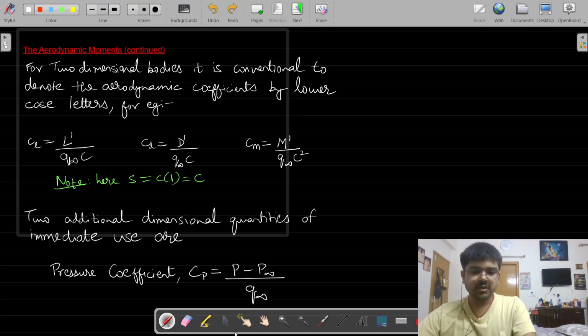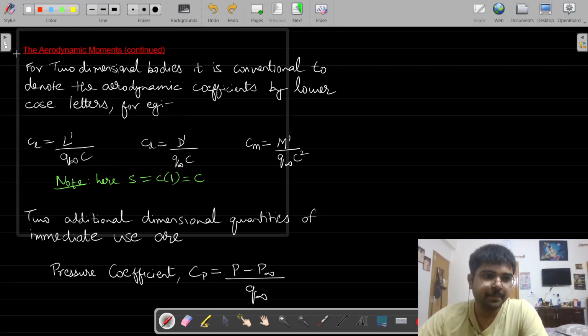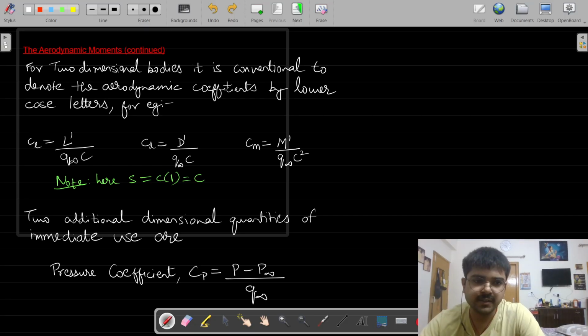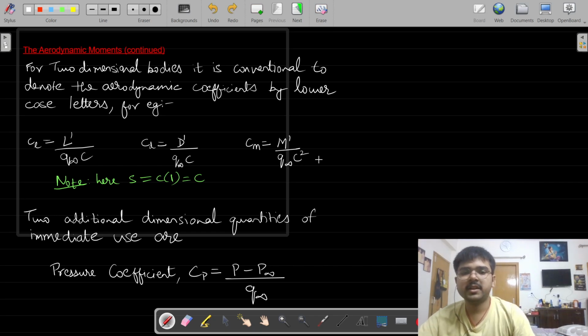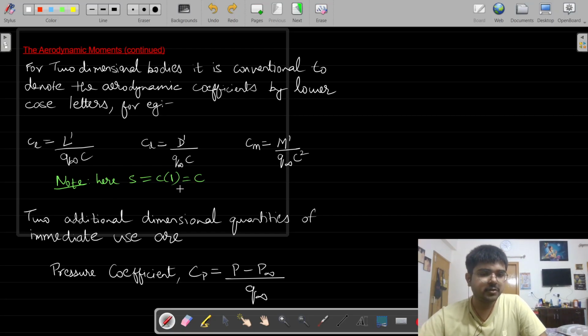In this lecture, we are going to start from where we had left off last time. The topic that we were doing was the aerodynamic moments. For two-dimensional bodies, it is conventional to denote aerodynamic coefficients by lowercase letters. For example, Cl is equal to L' by q infinity c, Cd is equal to D' by q infinity c, Cm is equal to M' by q infinity c squared. And here we have to note that S is equal to c times 1, which is equal to c.